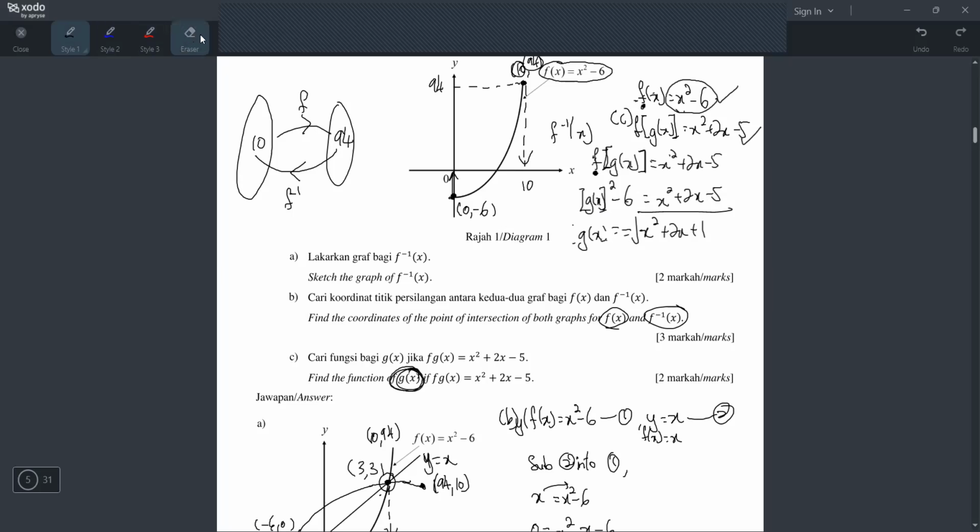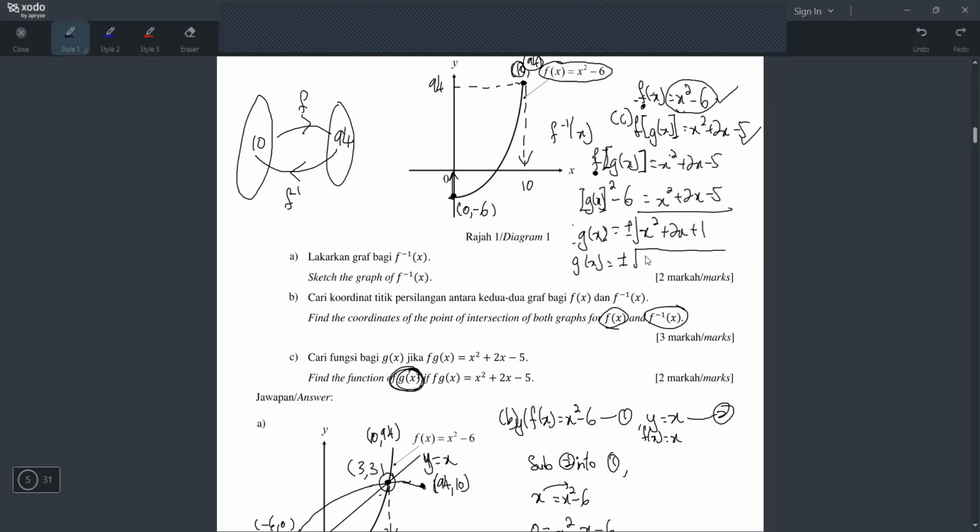So I'll erase the square here, and then the square becomes square root here. Right? And if you look carefully at this, the x squared plus 2x plus 1, actually you can factorize, right? It means you can simplify this further. So when we square root, don't forget to write plus minus. So it'll be gx equals to plus minus square root.